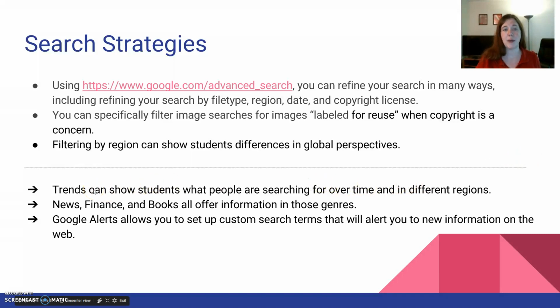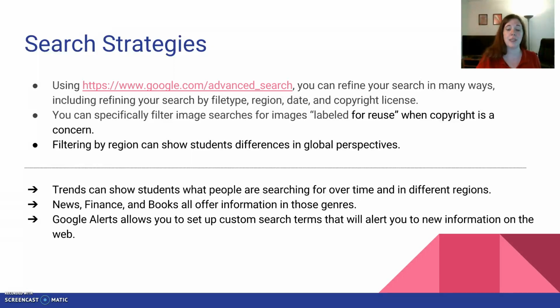They also mentioned some other search engines and tools. Google Trends can show students what people are searching for over time and in different regions. Maybe right now we're all searching things regarding the politics, but right now Italy may be searching things regarding fault lines and earthquakes because of what's happening in current events. News, finance, and books all offer information on news, finance, and books.